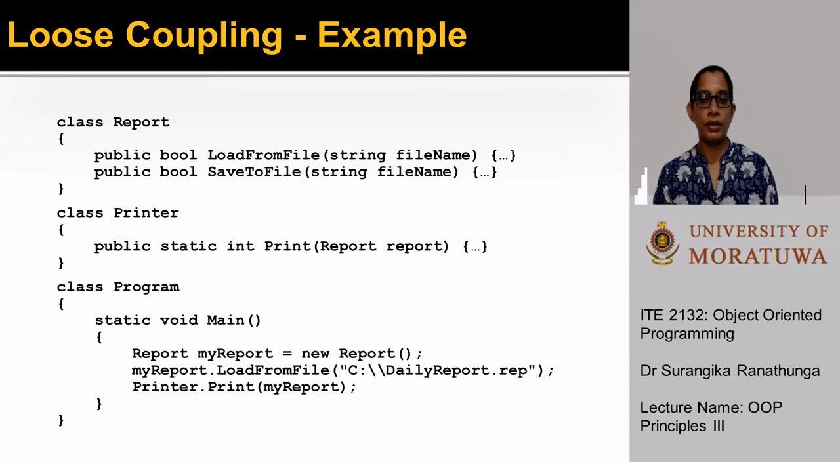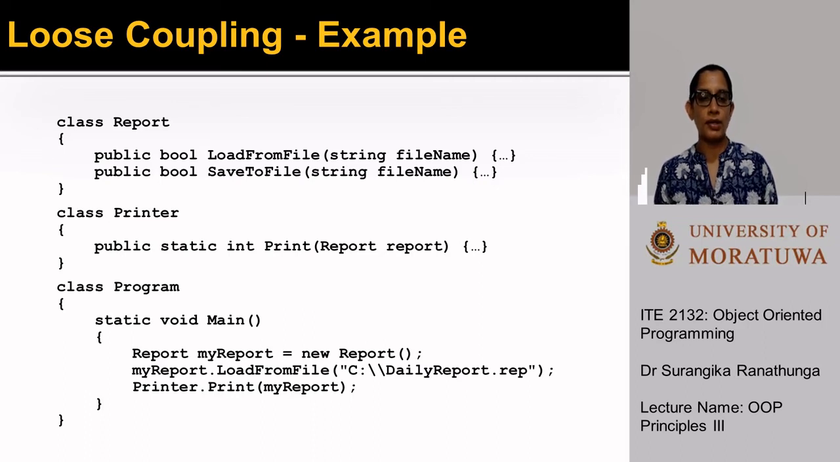Another thing you have to understand is that coupling and cohesion go hand in hand. We should have high cohesion. When you have high cohesion, it automatically helps to achieve loose coupling. On the other hand, if you have loose coupling, it helps to achieve high cohesion. These are two concepts that go hand in hand. We say our code should have high cohesion and loose coupling.